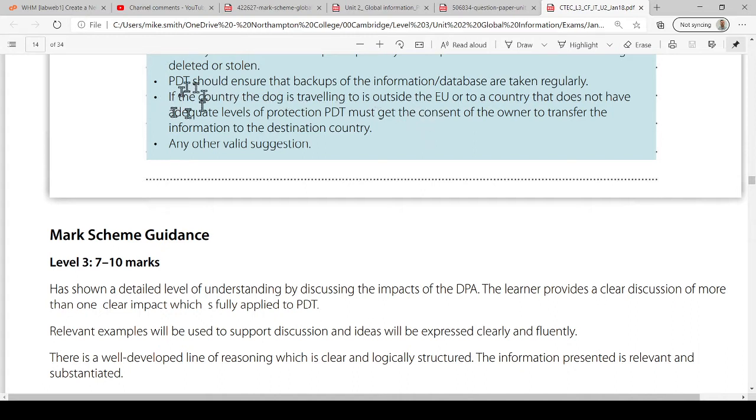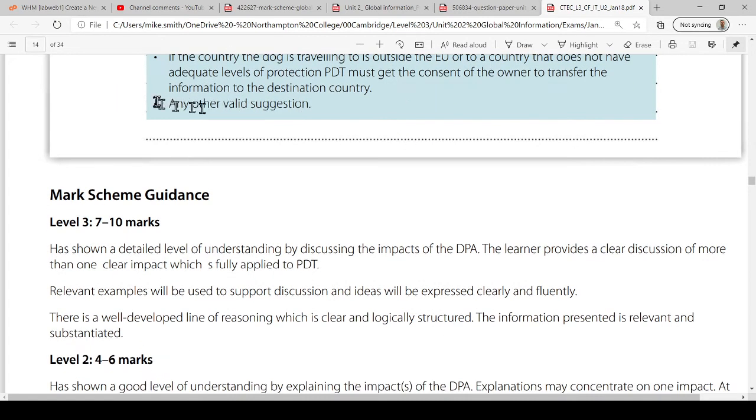Okay? And the big one, if the country is outside of the EU or is a country that does not have adequate levels of protection, then they must get consent of the owner to transfer the information to the destination country. Otherwise, it is illegal to transfer that information. Okay?